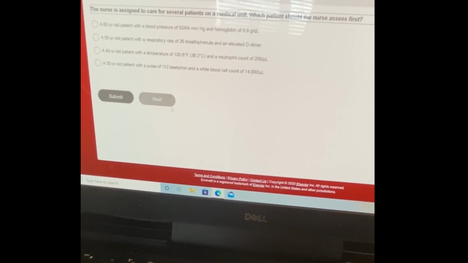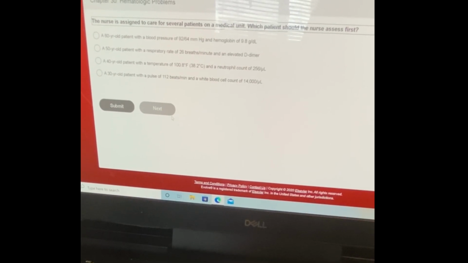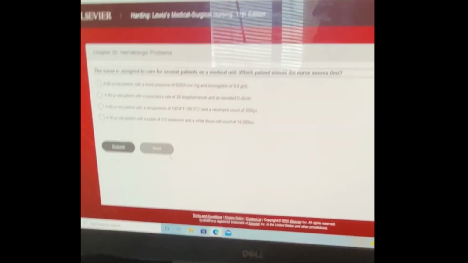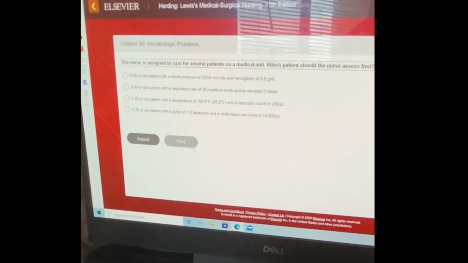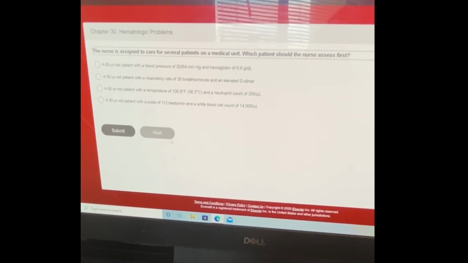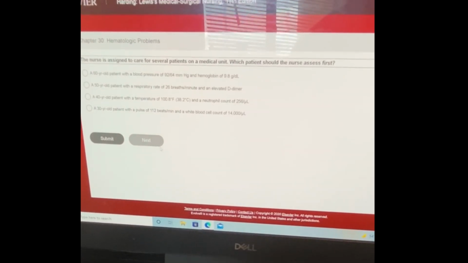Okay, look at that temp again. 100.8 is not a fever. Oh no, yes it is. 100.4 is the cutoff, so this is over a fever. So he's got a fever.